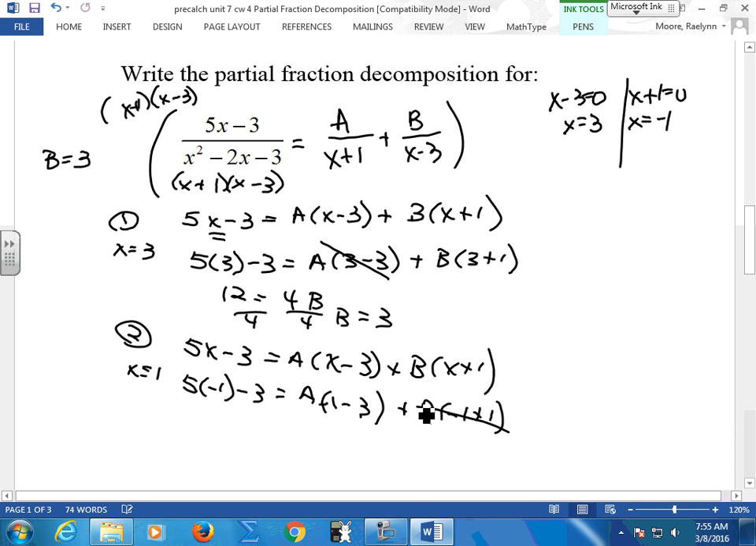This time it eliminates the b. So negative 5 minus 3 is negative 8. So negative 4a, that eliminates. And a is equal to 2.